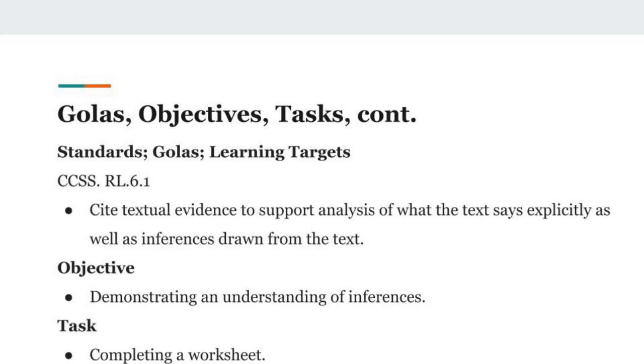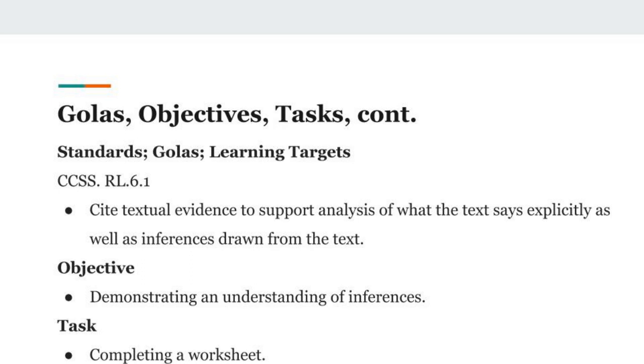Let's take a look at an example. This is a 6th grade English language arts standard about reading literature. According to this standard, at the end of the 6th grade, students are expected to be able to cite textual evidence to support analysis of what the text says explicitly, as well as inferences drawn from the text. As can be seen, this statement is very broad. That's why it's a standard.